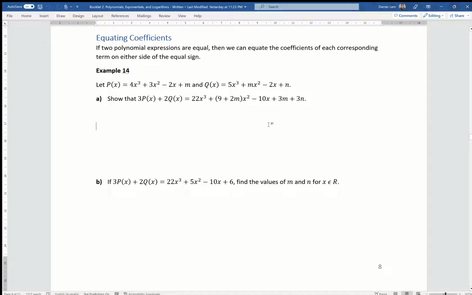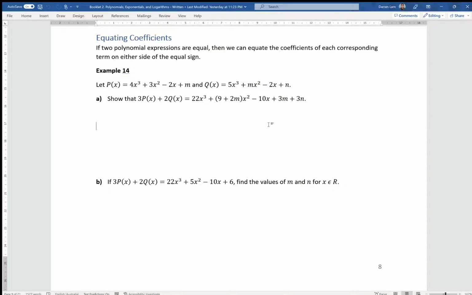Exercise 1.2 on equating coefficients and 1.3 on our polynomial division. We're focusing on the idea, of course, in 1.2 that we already know how to work with quadratics, graphing, etc. But in this case, we're focusing purely on the algebraic aspect. The name is very intuitive. Equating coefficients. If two polynomial expressions are equal, then we can equate the coefficients, so the numbers, and sometimes in our case the pronumerals in front of our variables, of each corresponding term on either side of the equal sign.